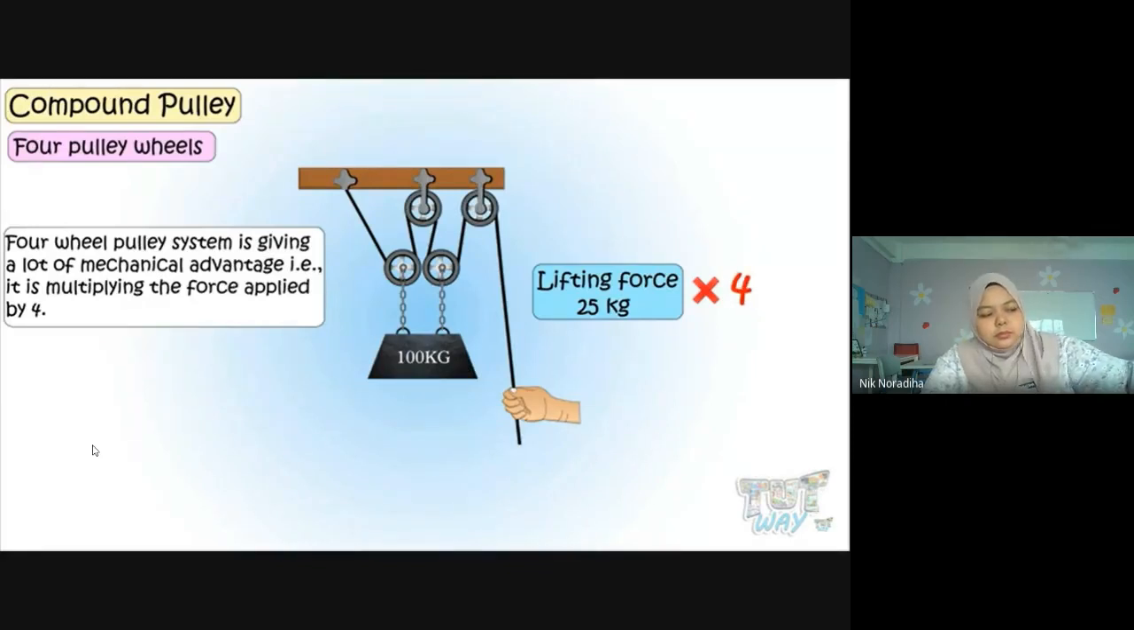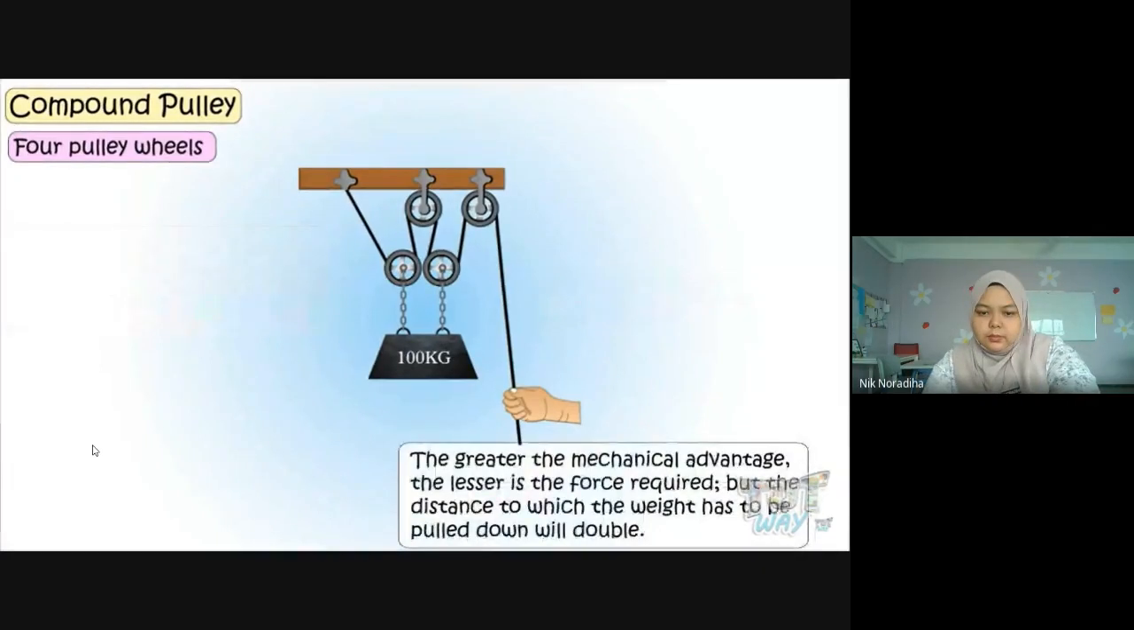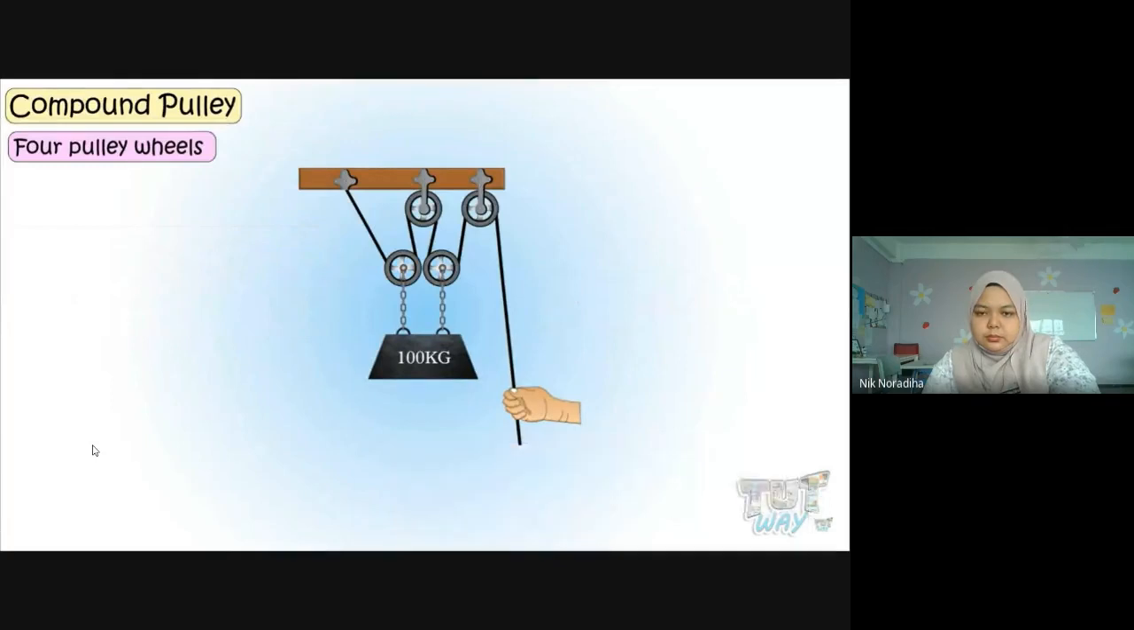And we learned the bigger the mechanical advantage, the lesser the force you need, but the greater the distance you have to use that force. That is, to raise the weight by 1 meter, you have to pull the loose end of the rope by 4 meters.